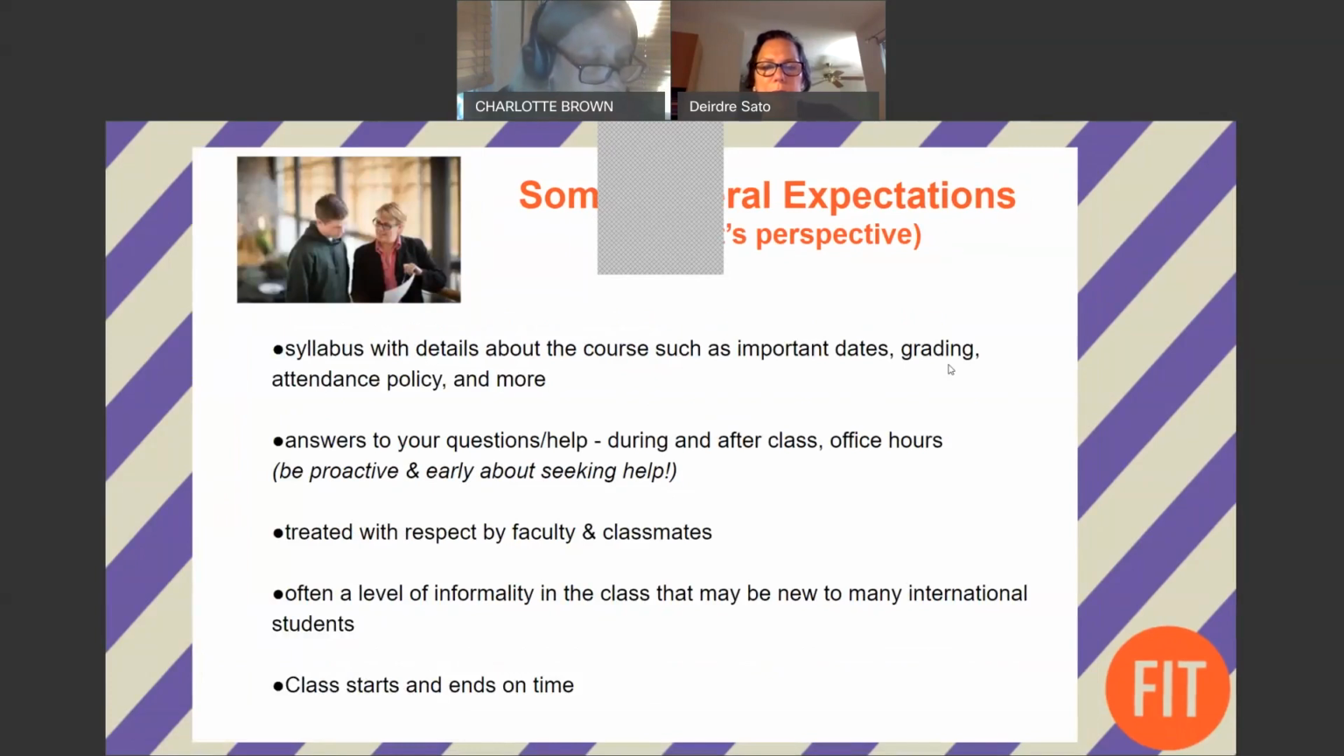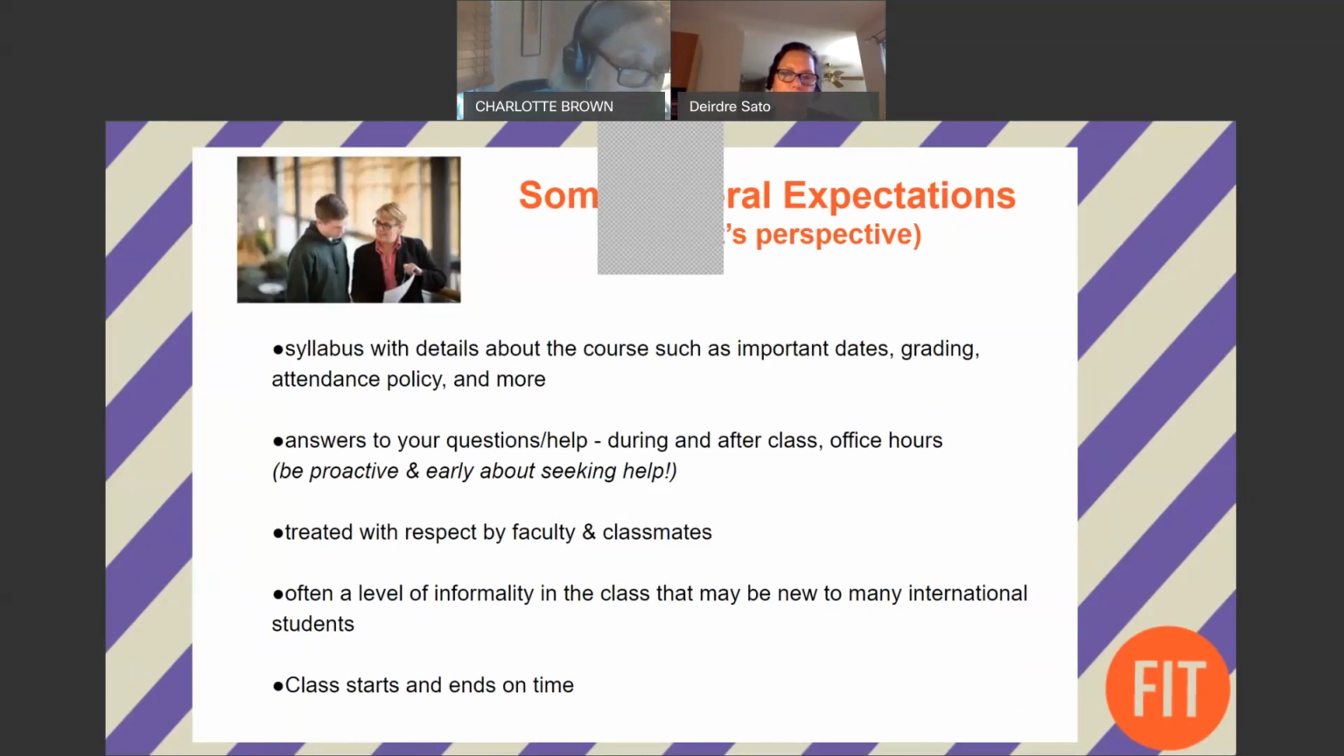What can students expect from professors? Students, of course, are entitled to have certain expectations from their professors. First, professors are supposed to provide a course syllabus that contains details about the course and what will be achieved, important dates, grading policies, attendance policy, and more. Secondly, students can expect professors to answer their questions and be available for help and consultations. I would add that if you're struggling with a course, you should be proactive and seek help earlier rather than waiting too long.